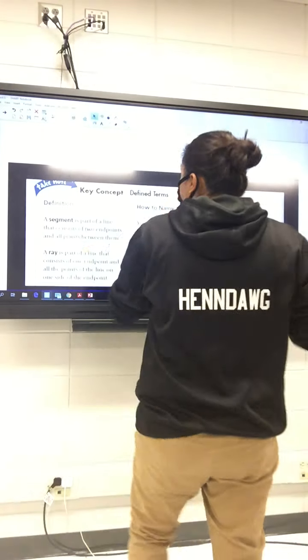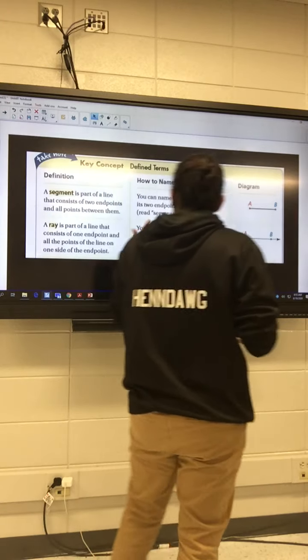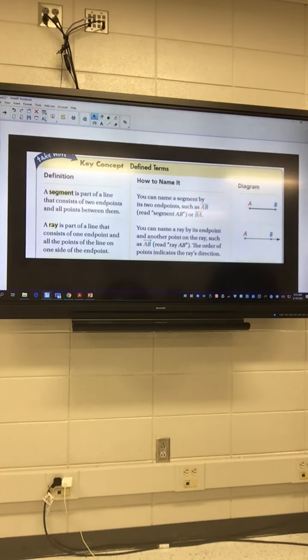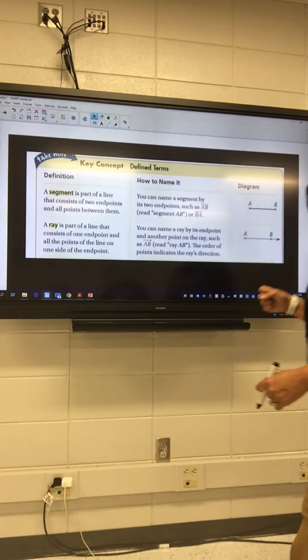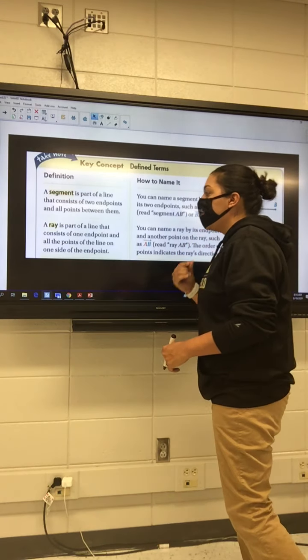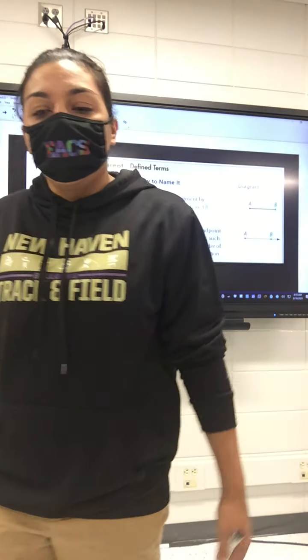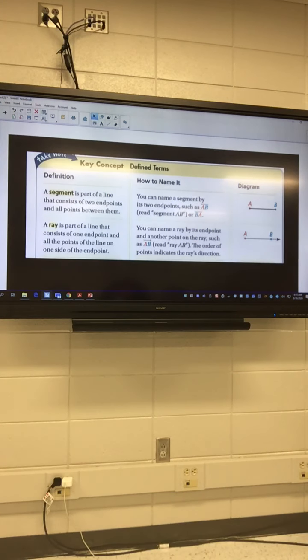Okay, so the next two vocab words we're going to talk about are segments and rays. A segment is a part of a line that consists of two endpoints and all the points in between them. For example, I have this whole piece of metal where I can set my markers. If I only want to set markers from here to here, this is a segment. I am only using part of this. I'm not talking about the whole thing, I just want to use part of it.